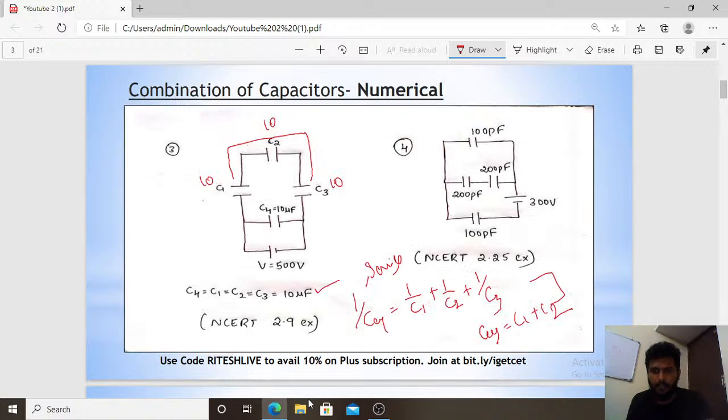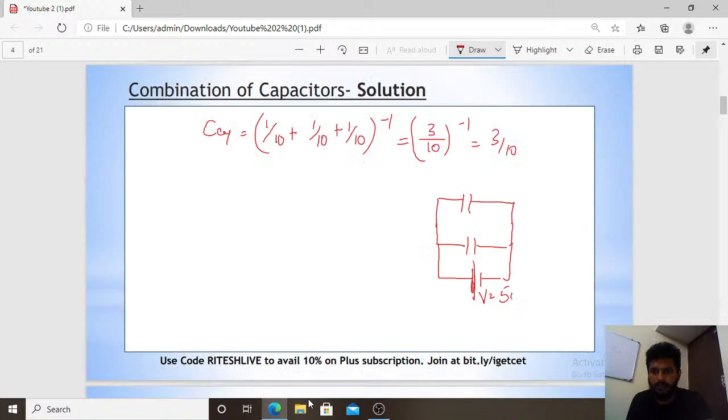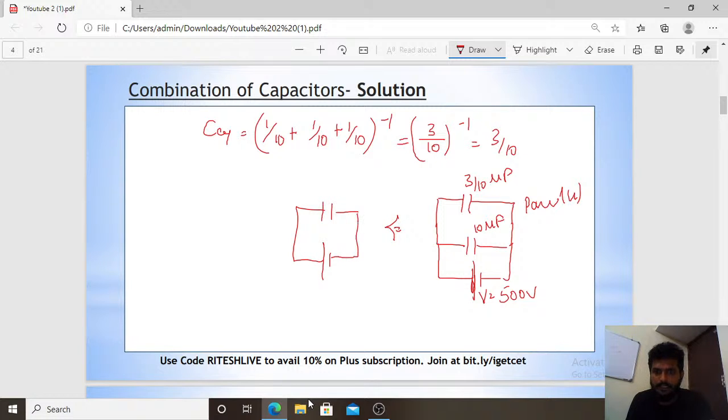So V, how much they have given? 500 volt. This is 500 volt, and it is 3 by 10 microfarad, and it is 10 microfarad. See again, these two are in what? These two are in parallel, right? So when they are in parallel, I can rewrite and I will get an equation for parallel. For parallel, this is direct plus.